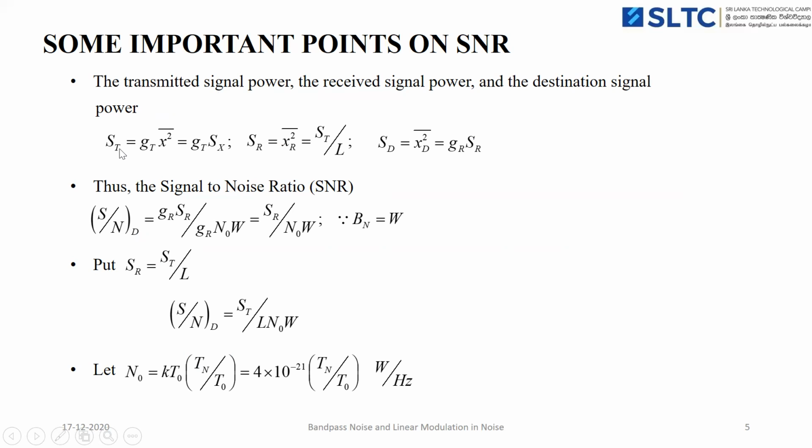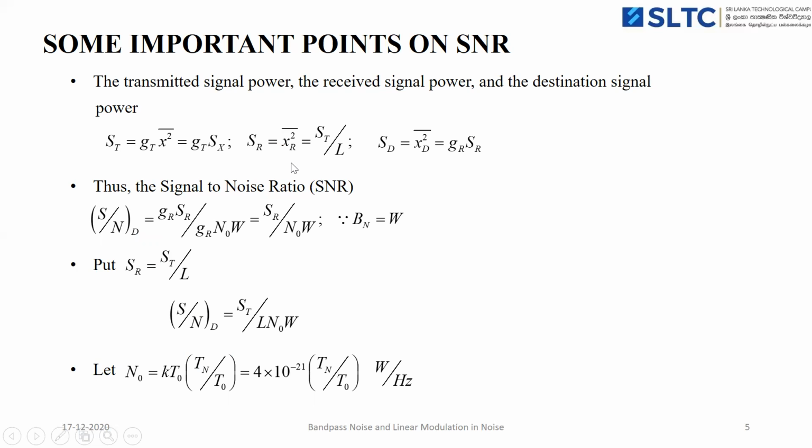So the transmit signal power is GT into x squared bar, where x squared bar is the mean square value of the transmit data, and GT is the transmitter gain. So it will give the transmit signal power, that is Sx. So the transmit power ST equals GT into Sx, and the received signal power SR equals XR squared bar, which is equal to ST by L, because it experiences the channel transmission loss. So the received signal power SR equals ST by L, where L is the channel transmission loss.